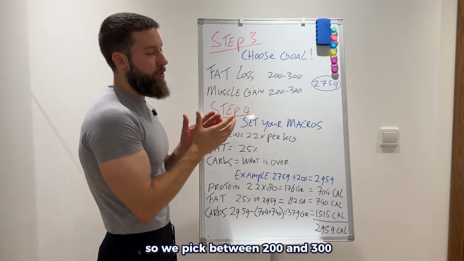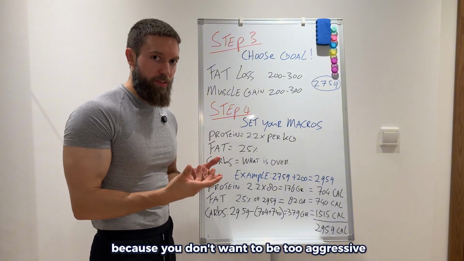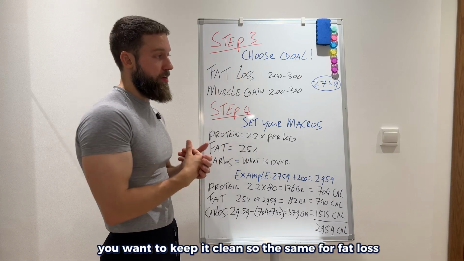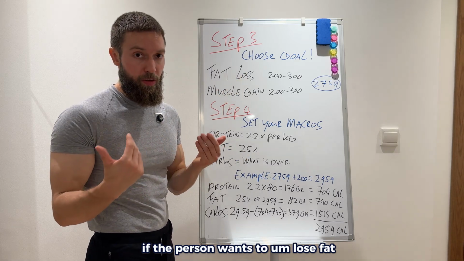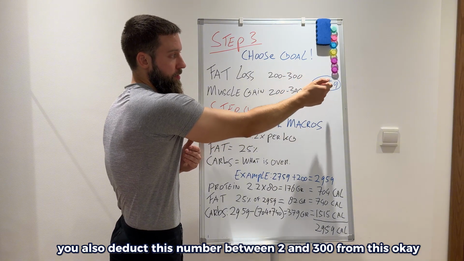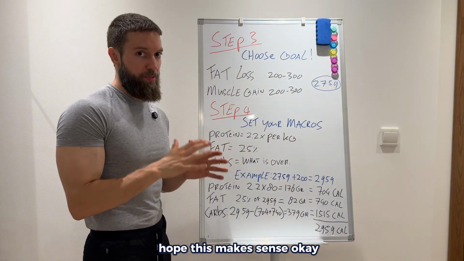So we pick between 200 and 300 because you don't want to be too aggressive. You just want to keep it steady, you want to keep it clean. The same goes for fat loss. If the person wants to lose fat, you also deduct a number between 200 and 300 from this. Okay, hope this makes sense.